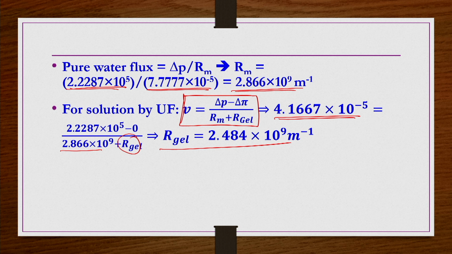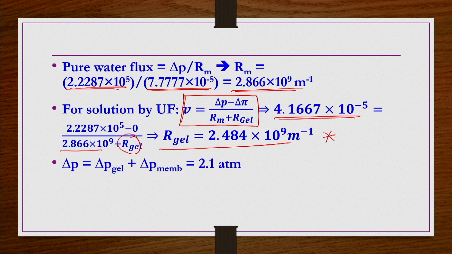What we can see here, the gel resistance is not small compared to the membrane resistance. Indeed, both of them are almost equal. Whatever the membrane resistance, almost the same amount of resistance is also offered by the gel. So, the gel layer one cannot avoid easily, otherwise results may go wrong. So, gel layer resistance is also very significant in ultrafiltration.